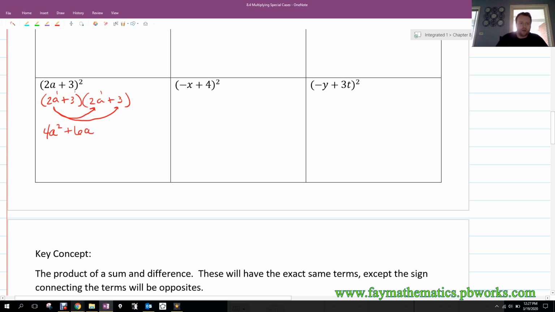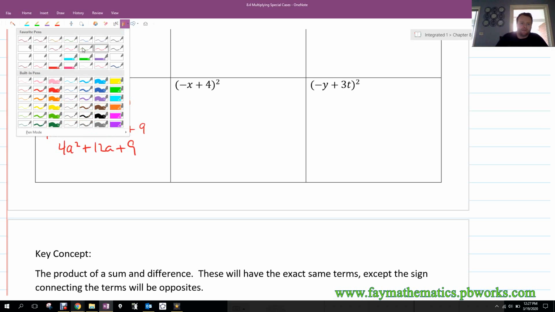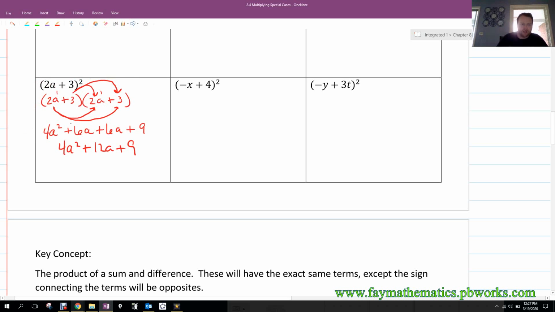Okay. Now we'll go inside times inside, so there's another 6a. So there's where you see that doubling concept. And then last times last will give me 3 times 3, which is 9. So it gives me 4a squared plus 12a plus 9.